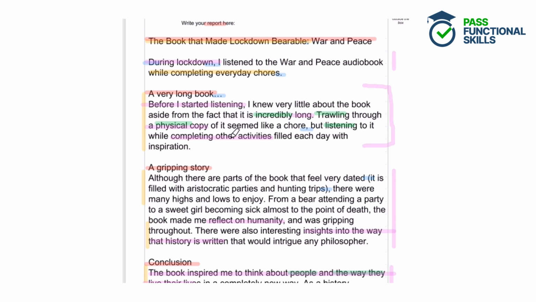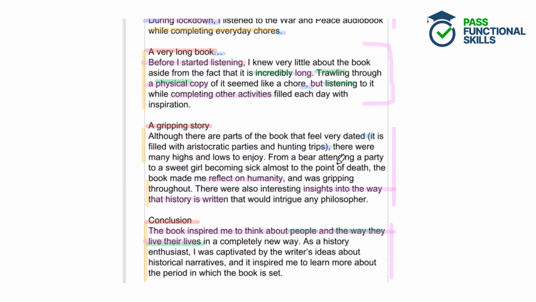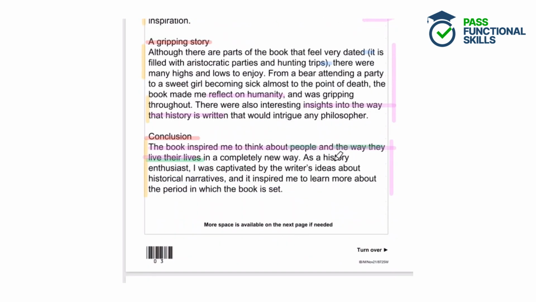We've also got some connective words such as but to add additional ideas and information. So here we're creating a contrast using the word but. And then if we scroll down, we have the word although to start this paragraph. So it slightly adds a bit of linkage between ideas. So we've got a contrast again here. Although there are parts of the book that feel very dated, there were many highs and lows to enjoy. So contrasting the first part of the sentence with the second part.